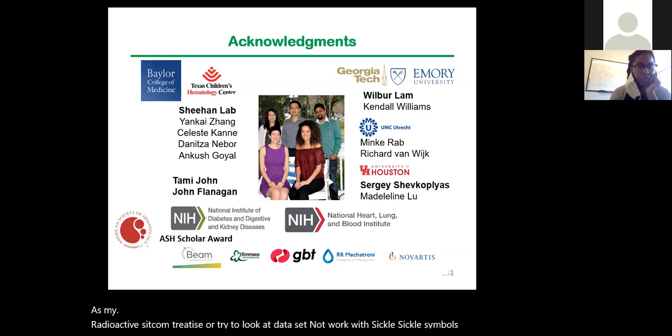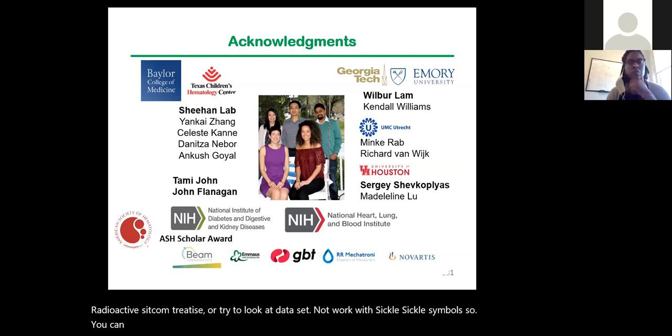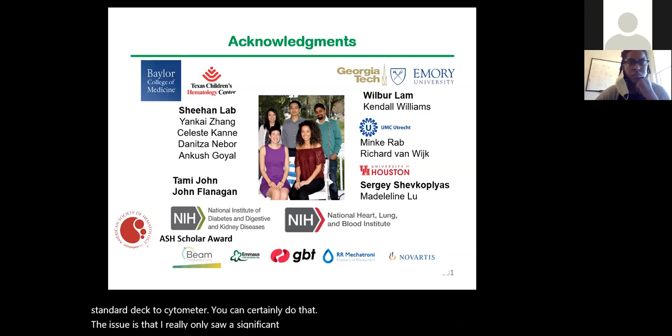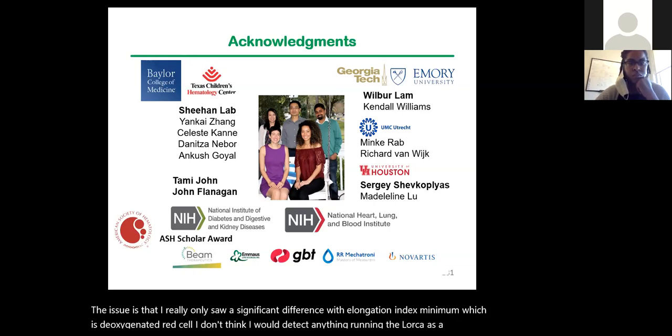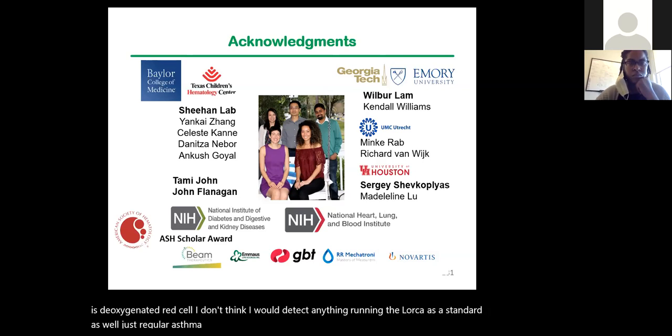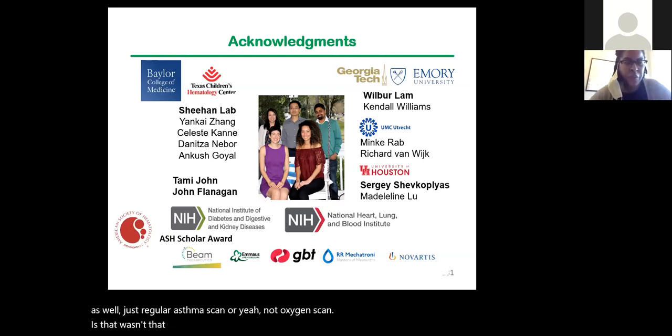Well, yeah, you can certainly uncouple the Osmoscan from the Lorrca and just run it as a standard ektacytometer. You can certainly do that. The issue is that I really only saw a significant difference with elongation index minimum, which is the deoxygenated red cell. I don't think I would detect anything running the Lorrca as a standard, just regular Osmoscan, not Oxygenscan. Because that wasn't where the remaining benefit lay. It was when we deoxygenated the red cell.